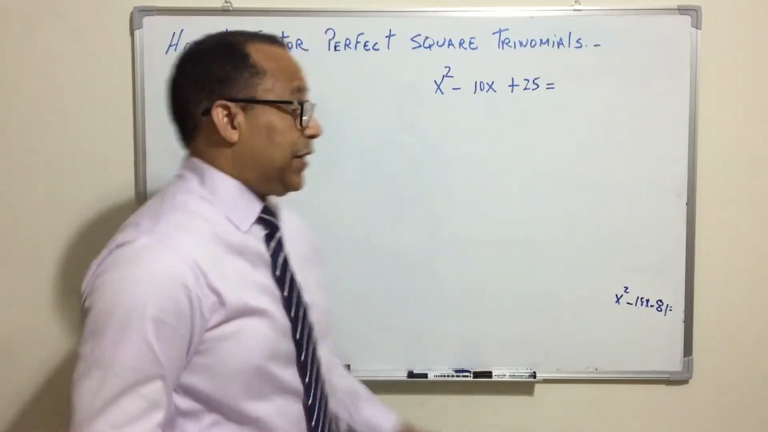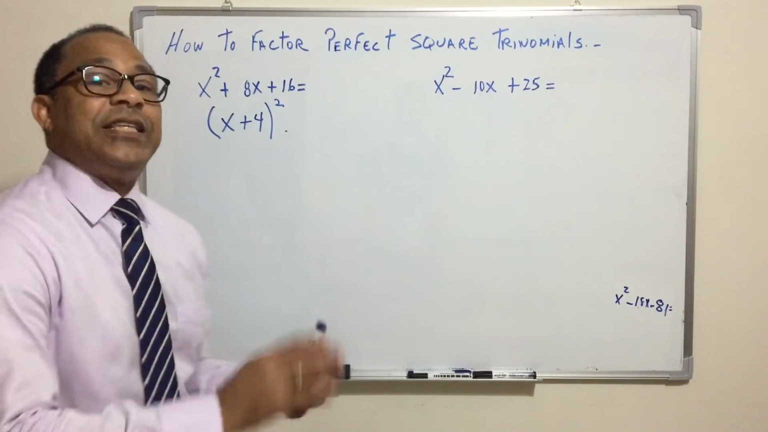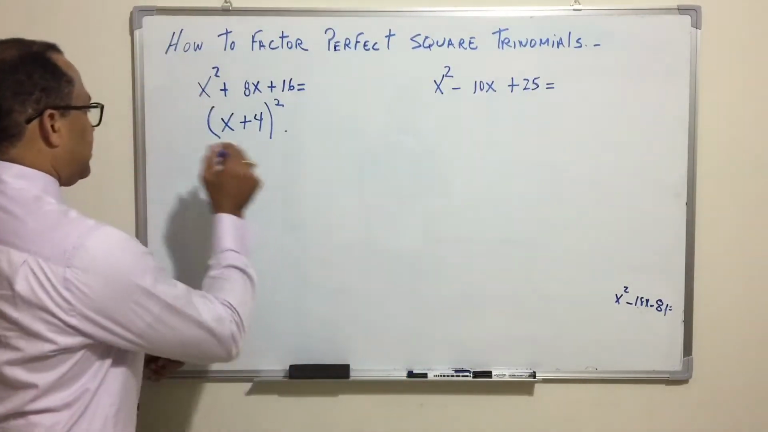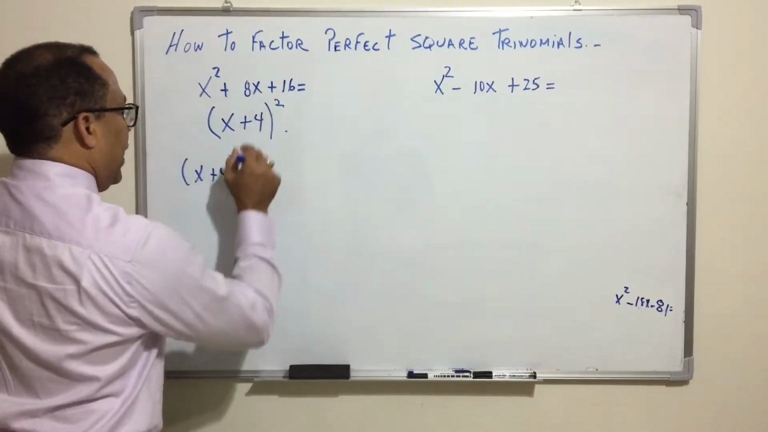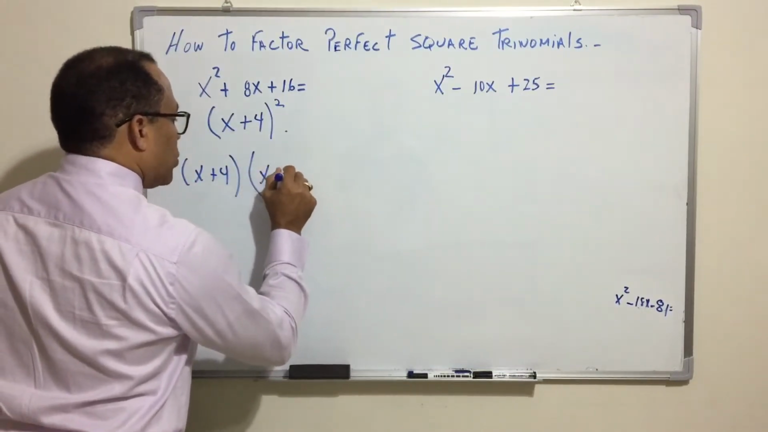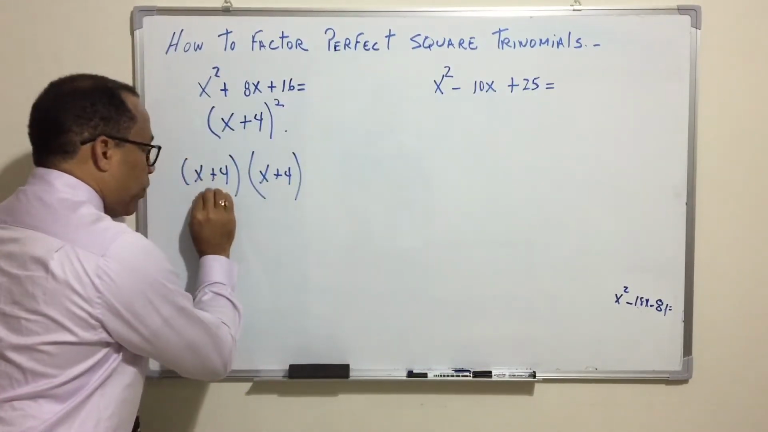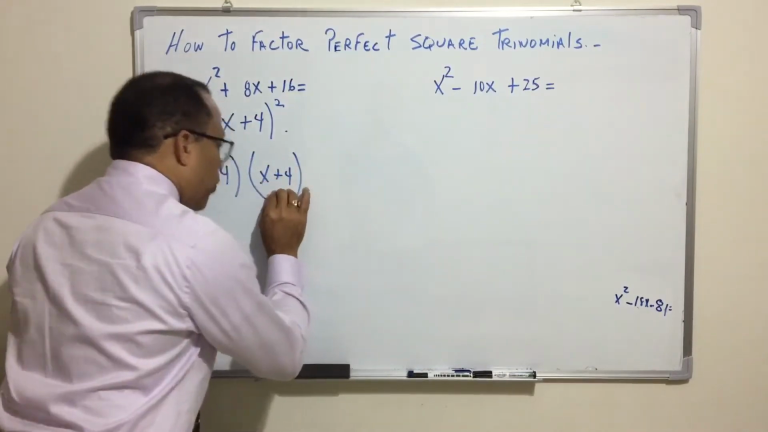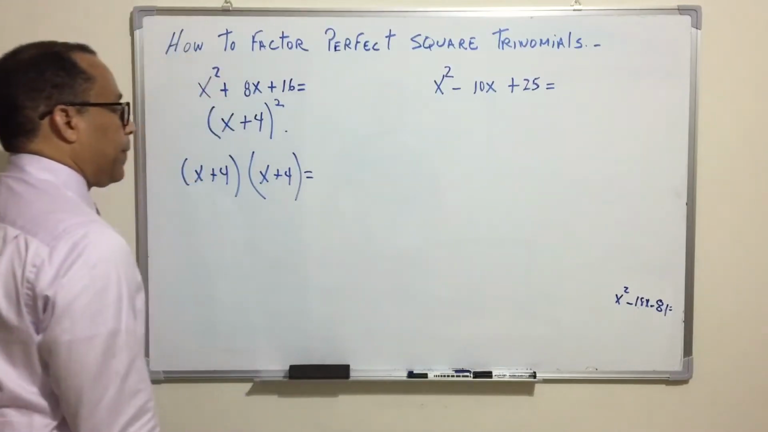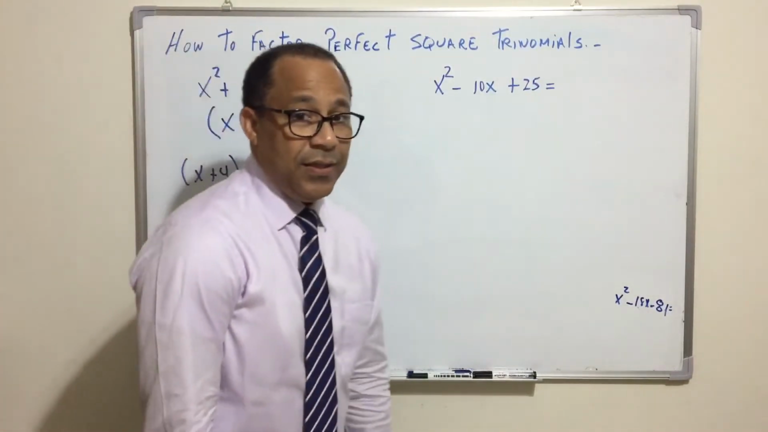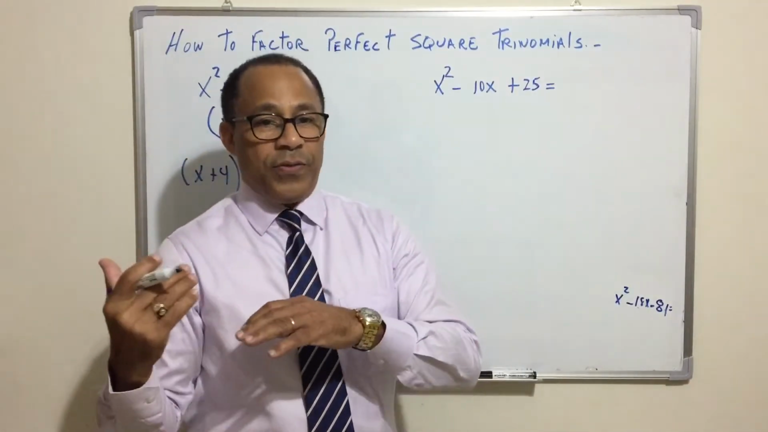In order to prove that this factoring is correct, let's use the FOIL method. (x plus 4) times (x plus 4), because (x plus 4) to the second is equal to (x plus 4) one time times (x plus 4) another time, which is 2 times. Now let's multiply this. Again, the FOIL method. I'm not going to explain it again because we saw the FOIL method in previous videos.